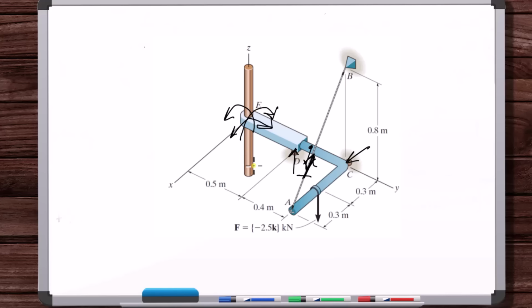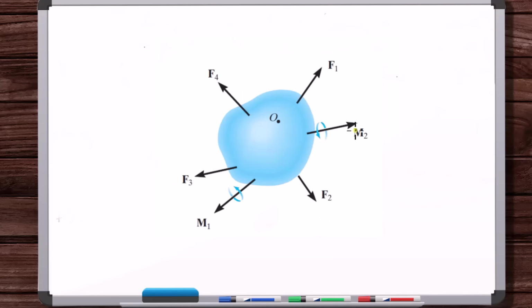So the moments at supports that you put, technically those are free vectors. You could put them wherever you want, but we put them at the support just because that's the most clear of where the moment's coming from. But those are free vectors. You could put them anywhere. Okay, but why can't we have moments about points?